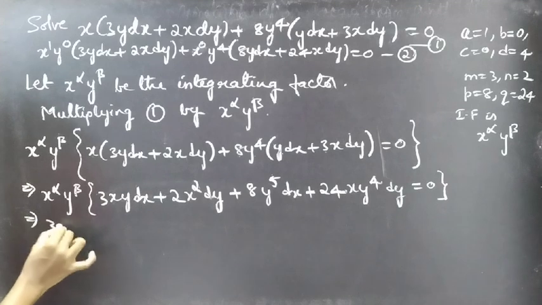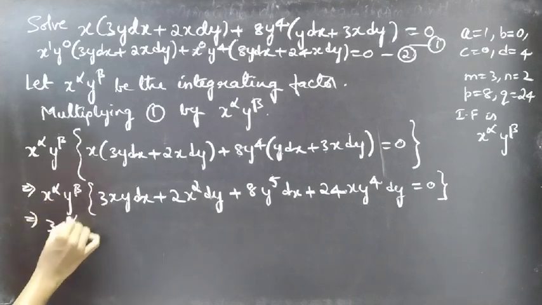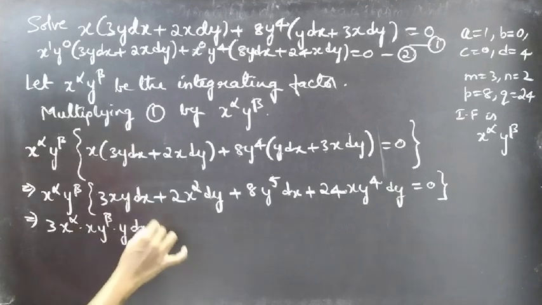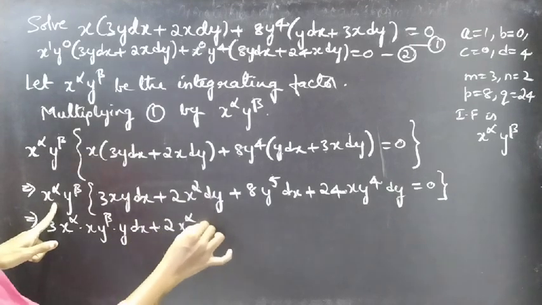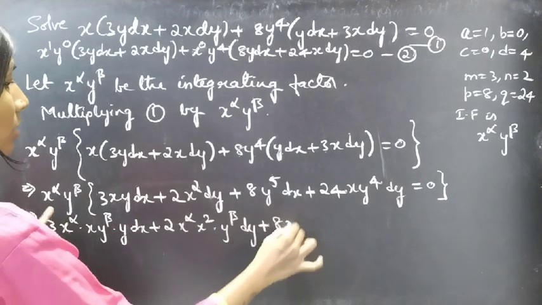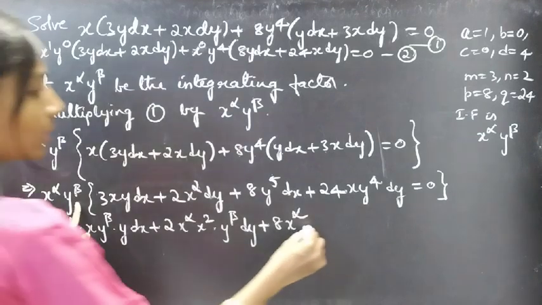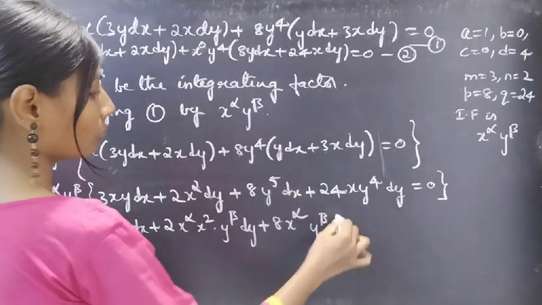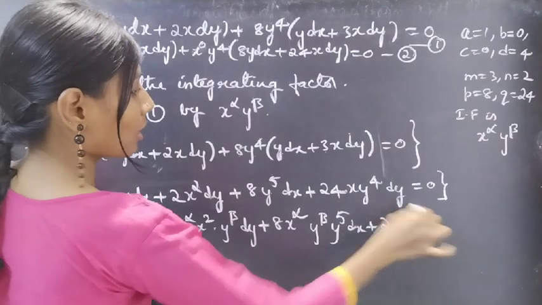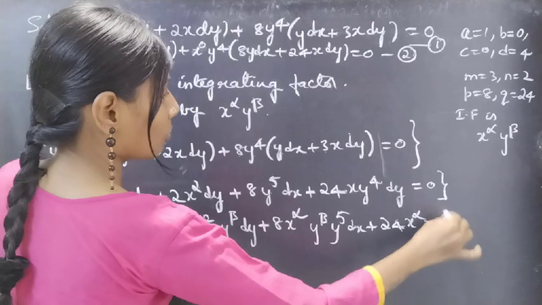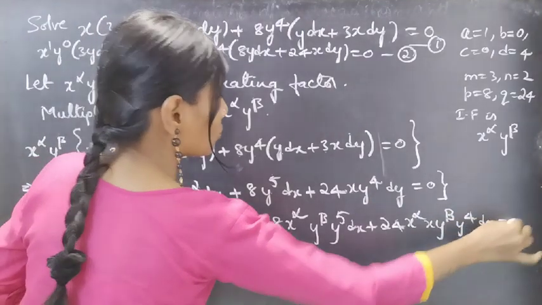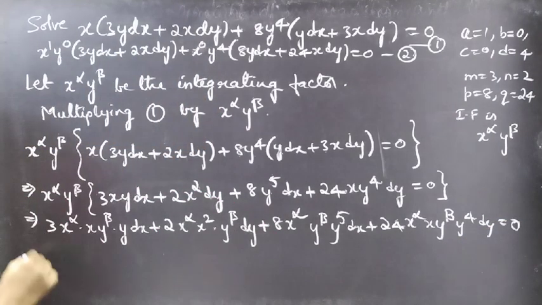which gives us 3 · x^α · x · y^β · y dx + 2 · x^α · x² · y^β dy + 8 x^α y^β · y⁵ dx + 24 x^α · x · y^β · y⁴ dy equal to 0. Right?